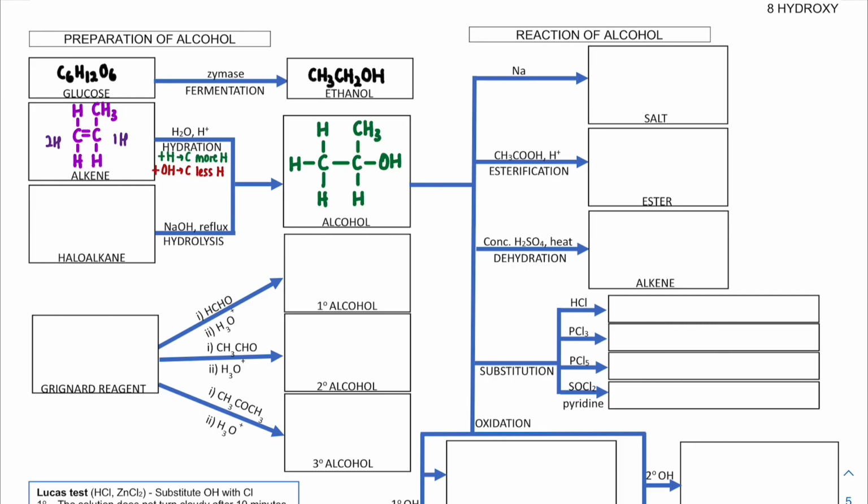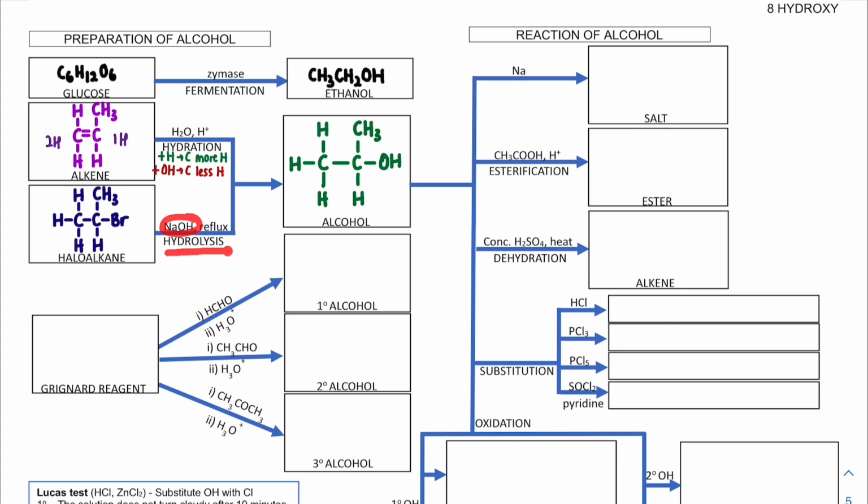The third one is haloalkane. Haloalkane means a halogen attached to our alkane. This is an example of haloalkane. It could also be bromine substituted with chlorine. How do we produce alcohol from the haloalkane? We're going to use sodium hydroxide or even water, and then do reflux, to form hydrolysis.